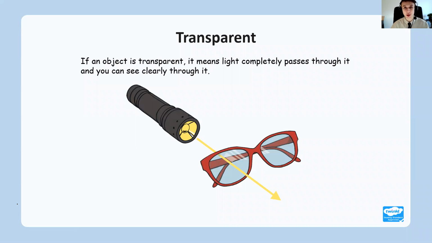So first of all, we'll look at transparent. Now, transparent are objects where light completely passes through them, meaning that you can see clearly through them. That is mainly things like windows, drinking glasses, usually anything that's been made from glass. But there are some other clear materials as well. But transparent is when you can see through an object really clearly, and you can see what's on the other side of it.